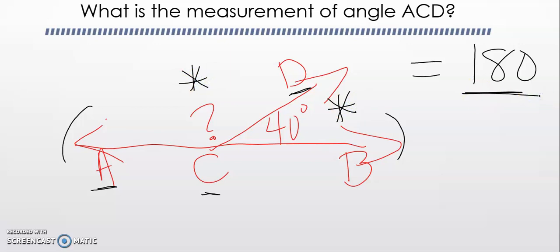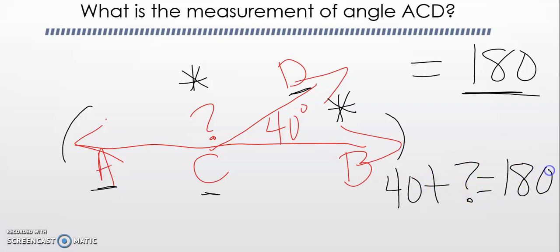So let me write my equation: 40 plus something. My question mark is my variable right now. It should equal 180. So how do we find the missing part to an adding problem? We do the opposite, which is subtract. So my new equation is 180 minus 40 will tell me the missing part.